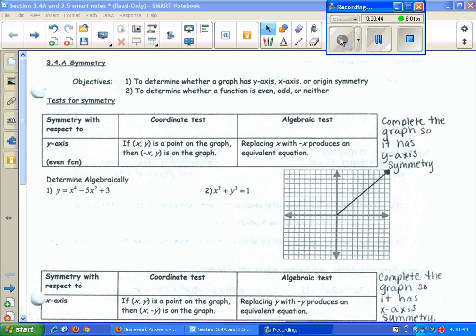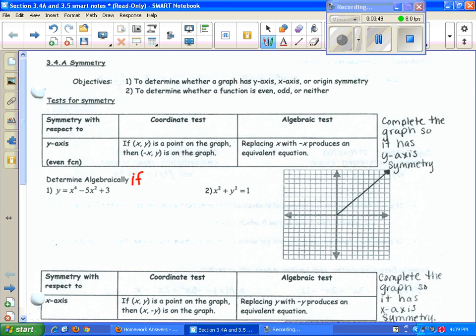So looking at these equations that we have here, we want to determine algebraically if the function has y-axis symmetry. The way that I would determine that is by taking out my x values and replacing them with negative x. If we get an equivalent equation, then we know that it does have y-axis symmetry. If not, then it would not. So I'm going to always put whatever I plug in for x into parentheses.